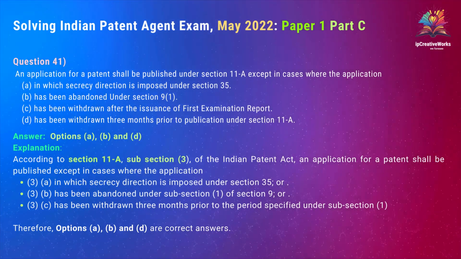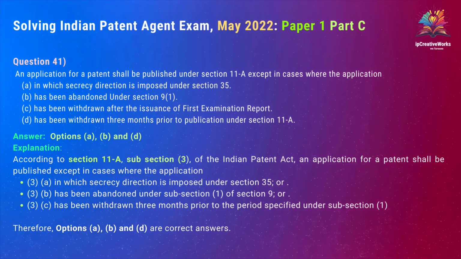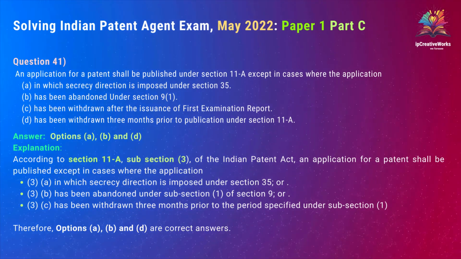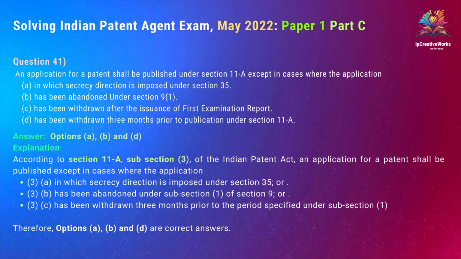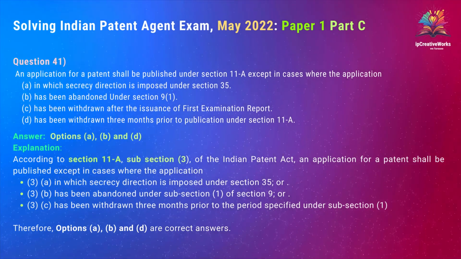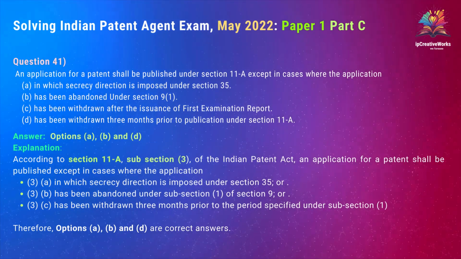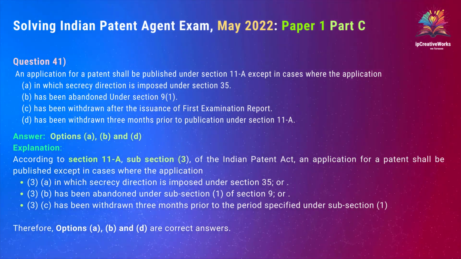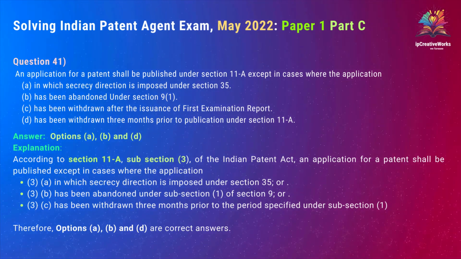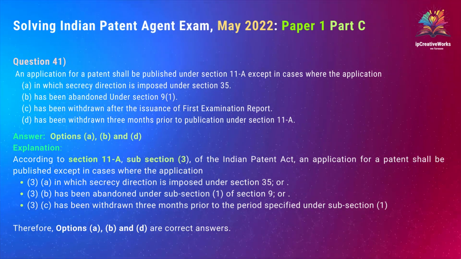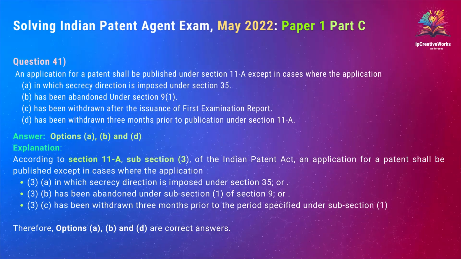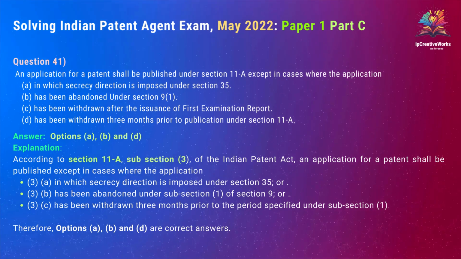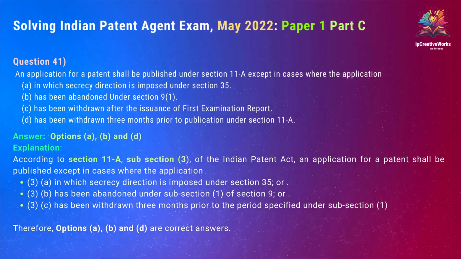Explanation. According to Section 11A, subsection 3 of the Indian Patent Act, an application for a patent shall be published except in cases where the application subsection 3A, in which secrecy direction is imposed under Section 35, or subsection 3B, has been abandoned under subsection 1 of Section 9, or subsection 3C, has been withdrawn 3 months prior to the period specified under subsection 1. Therefore, options A, B and D are correct answers.